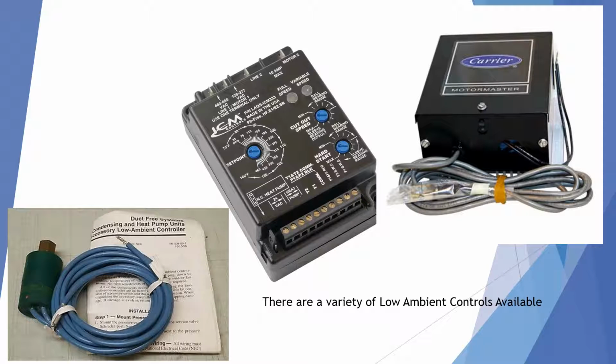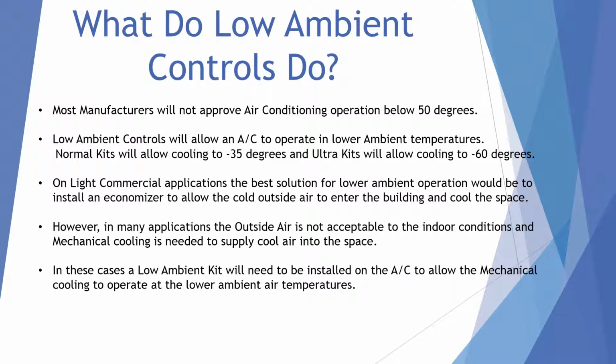A variety of low ambient controls are available, from a high pressure switch to solid state controls. What do low ambient controls do? Most manufacturers will not approve air conditioning operation below 50 degrees. Low ambient controls will allow an air conditioner to operate in low ambient temperatures. Normal kits will allow cooling to minus 35 degrees, and ultra kits will allow cooling to minus 60 degrees.